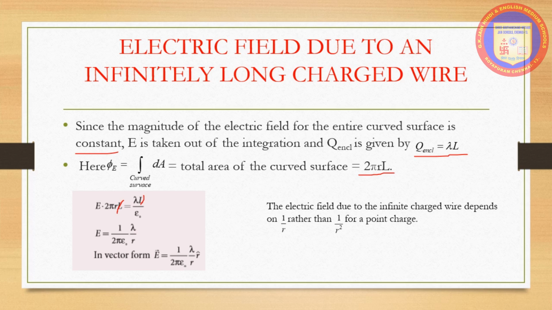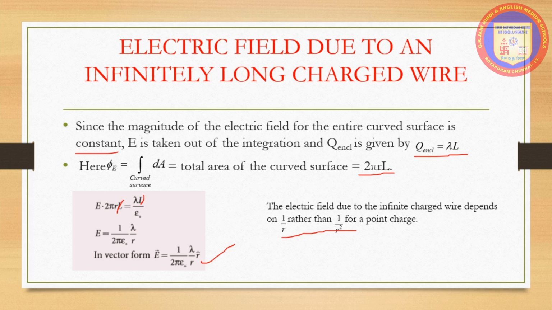Cancelling L on both the sides, E is equal to 1 by 2 pi epsilon naught into lambda divided by r. In vector form, E vector is equal to 1 by 2 pi epsilon naught lambda divided by r into r cap. The electric field due to the infinite charged wire depends on 1 by r rather than 1 by r square for a point charge.